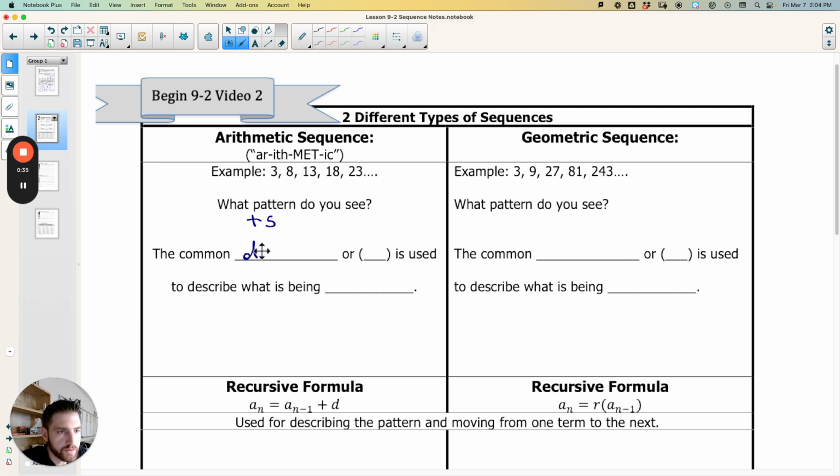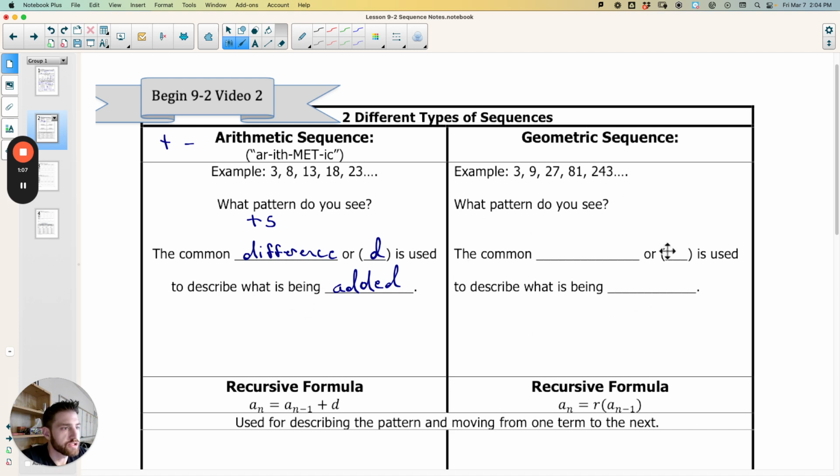We call this a common difference, or D, to describe what is being added. Now when I say added, I mean either addition or subtraction. So what is being added? The other thing to note is that when subtracting, the common difference is negative.